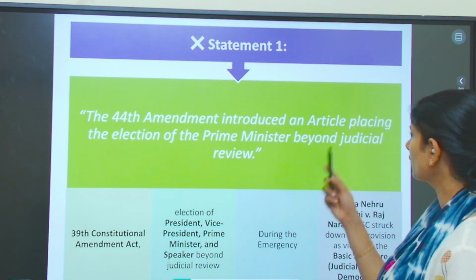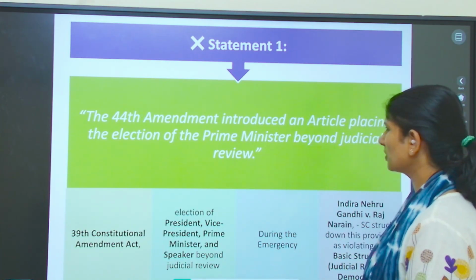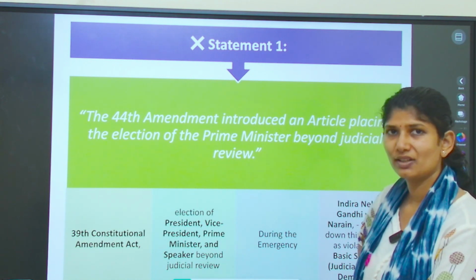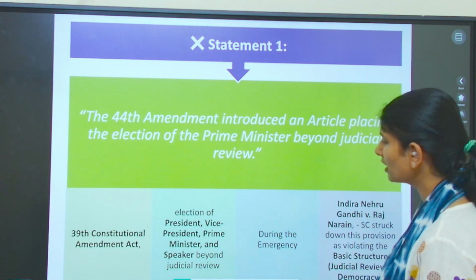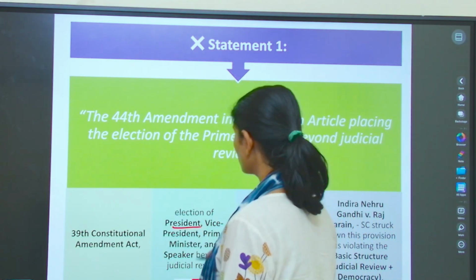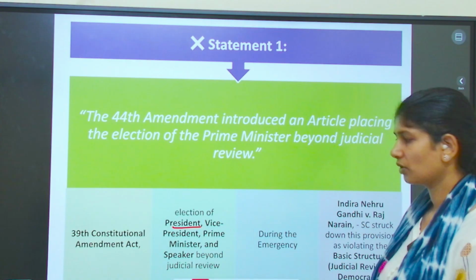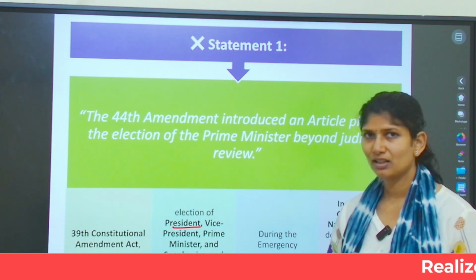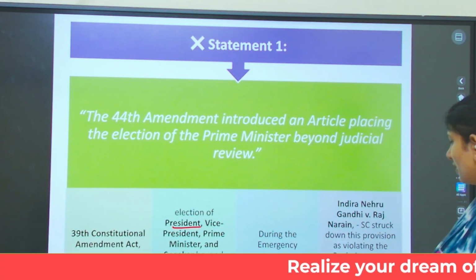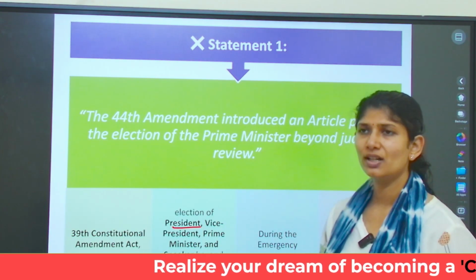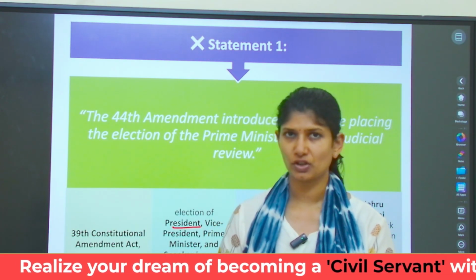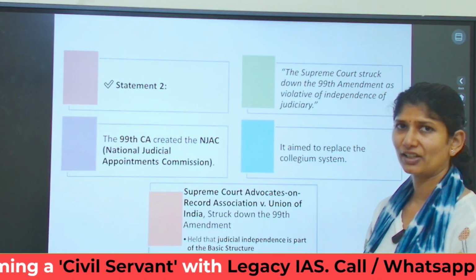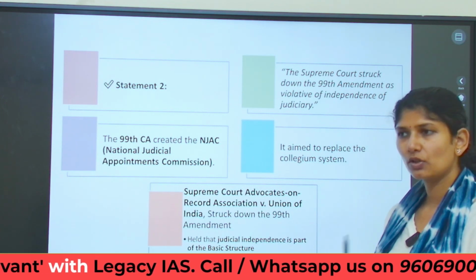So like we discussed, 44th Amendment introduced the article placing election of Prime Minister beyond judicial review becomes wrong. Which amendment actually introduced it? It was the 39th Constitutional Amendment, which held that election of President, Vice President, Prime Minister, Speaker of Lok Sabha, all are beyond your judicial review. Also, in the Indira Gandhi versus Raj Narain case, Supreme Court struck down this provision stating that it is violative of the basic structure. And also, your 44th Amendment is more of a course corrective action. Understanding? So, 44th Amendment will not sit here.